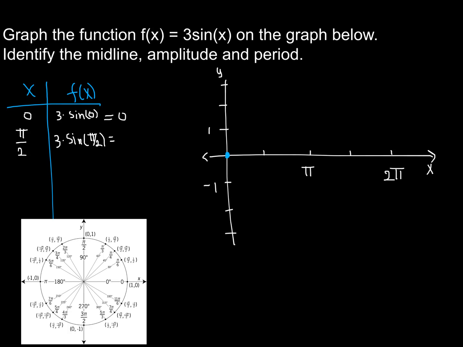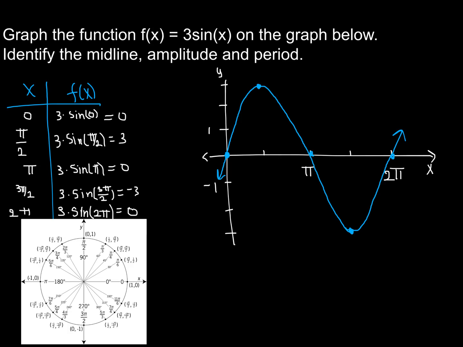So sine of pi over 2 is going to be 1, and 3 times 1 is going to be 3. So this next point is going to be up here. If you haven't already, go ahead and pause the video now and try to complete this, now that you've seen a couple of steps, and we'll take a look at the finished product in just a second.